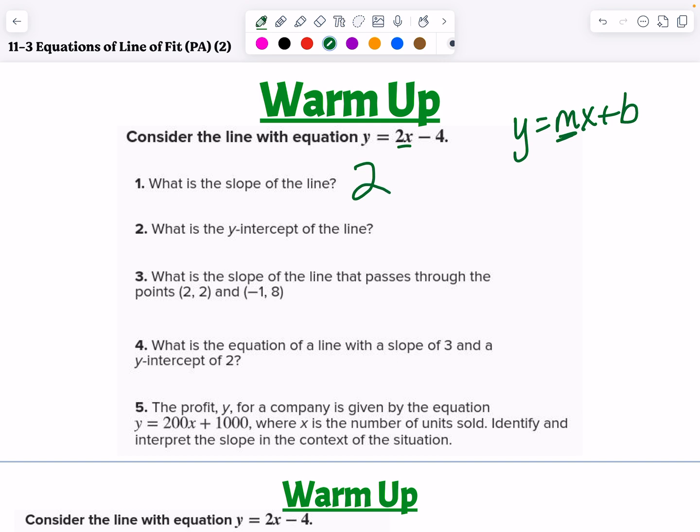What is the y-intercept? Now, the y-intercept is your b, so you have to look at the second part. So it's minus 4, negative 4. What is the slope of the line that passes through these two points?